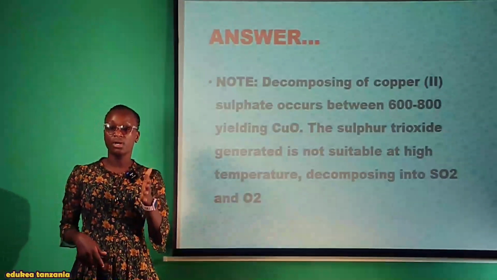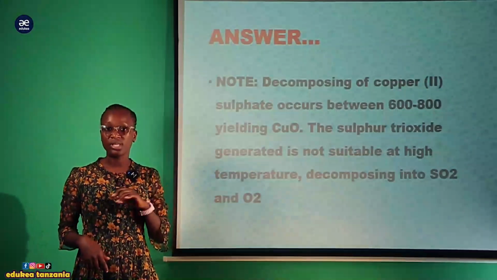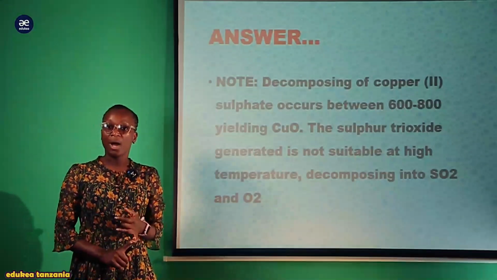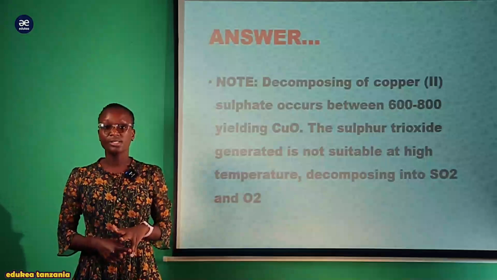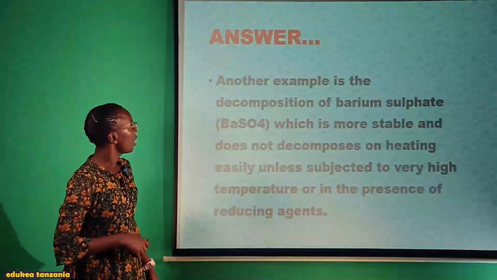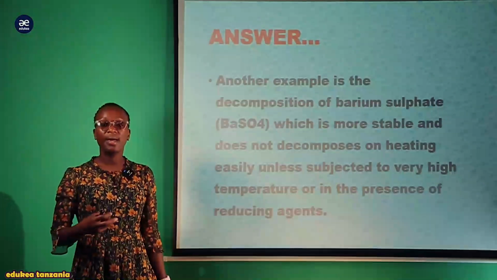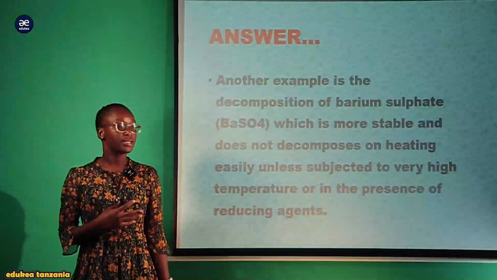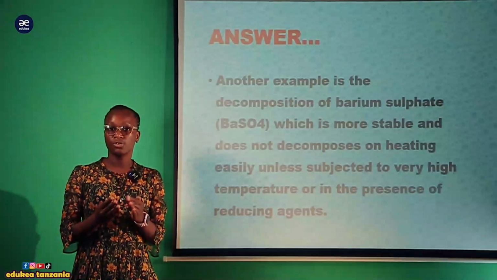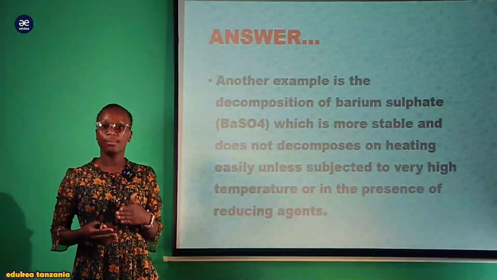That's why tunasema kwamba decomposition au dissociation ya hii copper 2 sulfate when is subjected to heat, obvious tunaenda kupata the copper oxide, but also we're going to have the sulfur dioxide gas as well as oxygen gas. Another example is decomposition of barium sulfate, kwamba hii barium sulfate pia ni mfano wa this sulfate ambazo tumesema kwamba their behavior zinakuwa zinatofautiana kulingana na sulfate compound. Sasa tuone kwenye sulfate compound ya barium inakuweje.